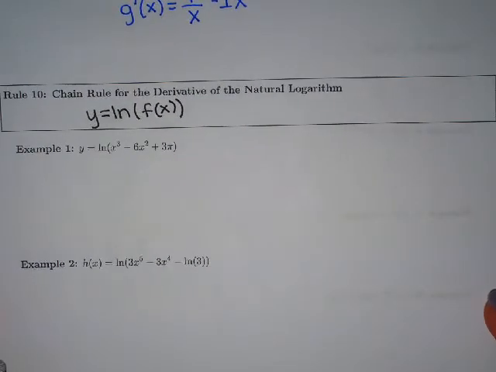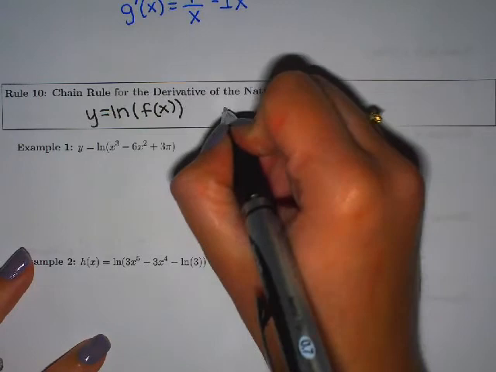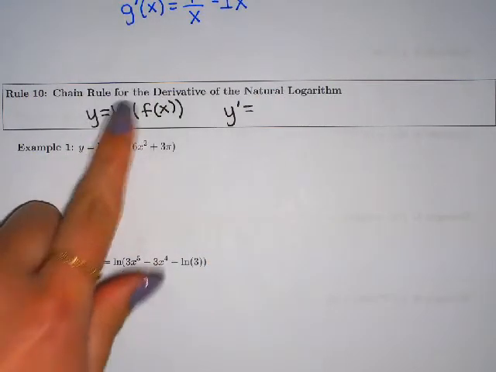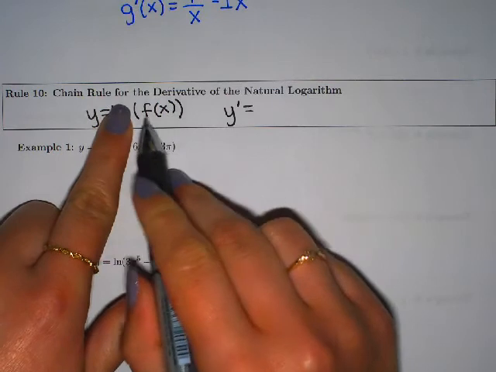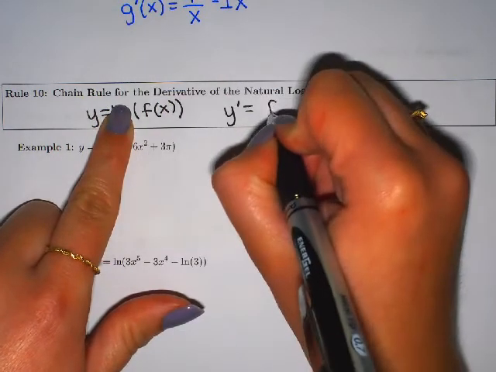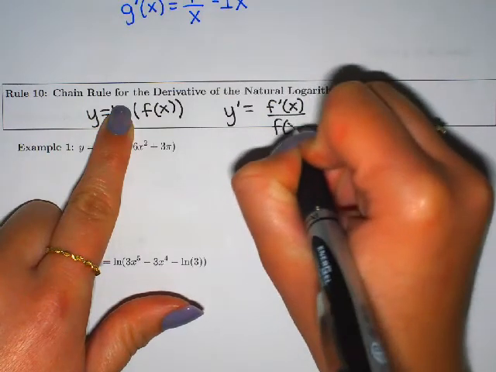So you can memorize that for both types, whether it has an x on the inside or more than an x. What you do is you basically just ignore the ln. It tells you what to do, but you don't have it as part of your answer necessarily. You do the derivative of the inside. Derivative of f of x is f prime of x over the original inside, which is f of x.